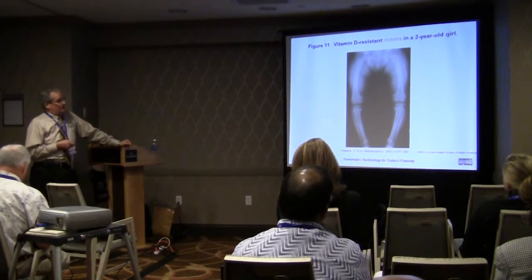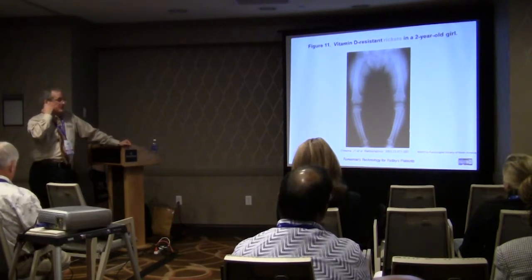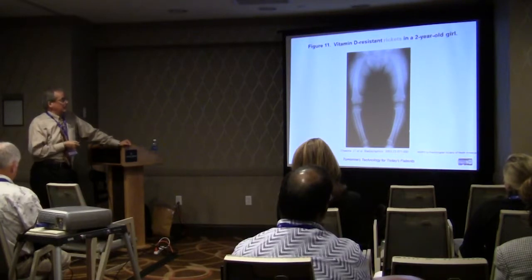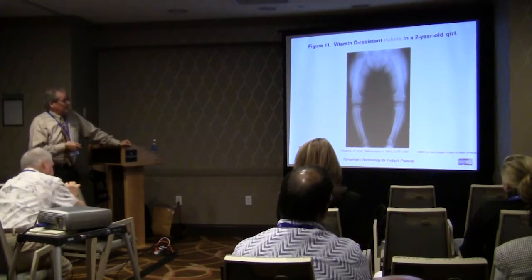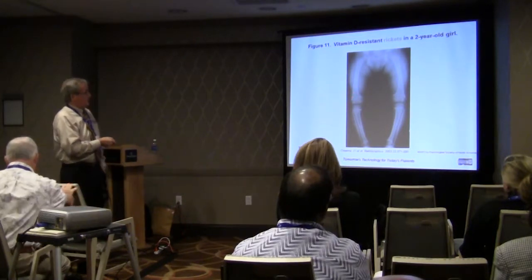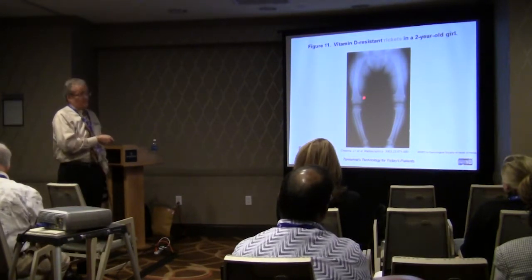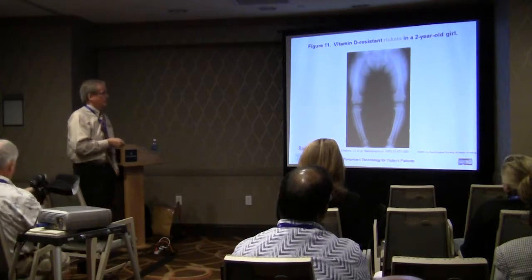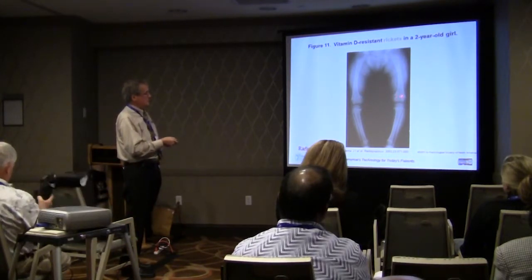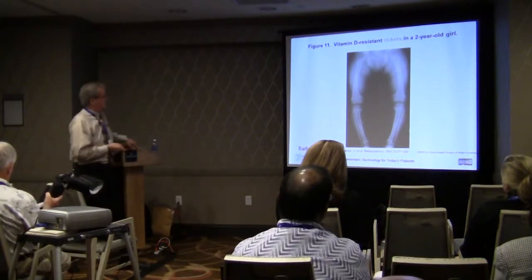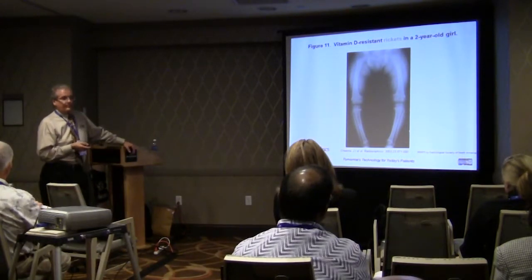Rickets is due to vitamin D deficiency in kiddos, and this is really typical where you see the medial compartment affected. You also see femoral bowing, which is really common with rickets as well. And you can even see some effusion going on in the medial place.